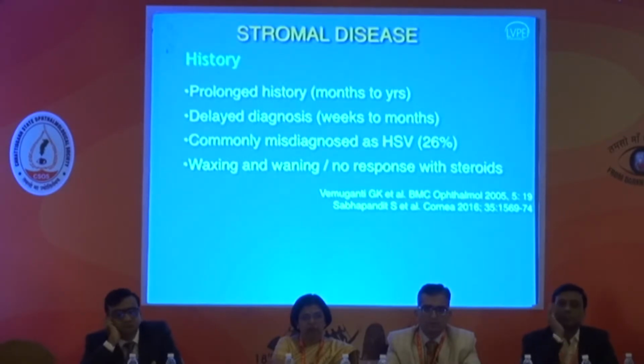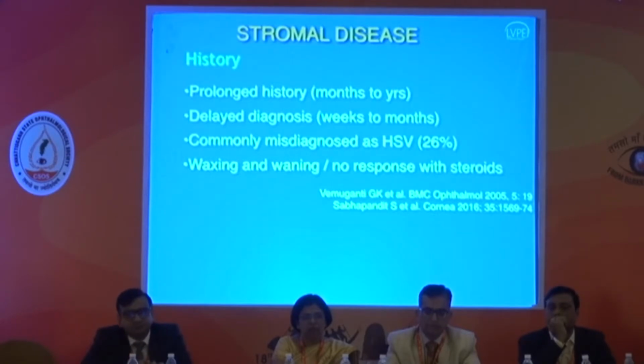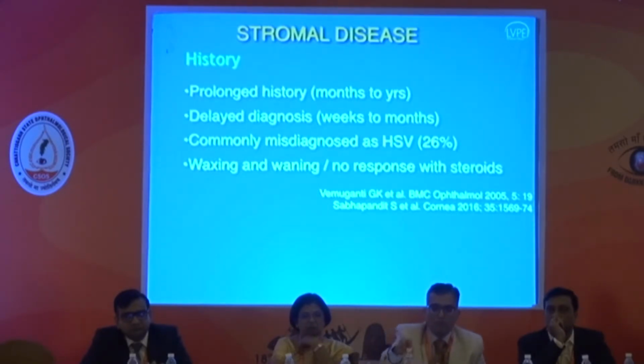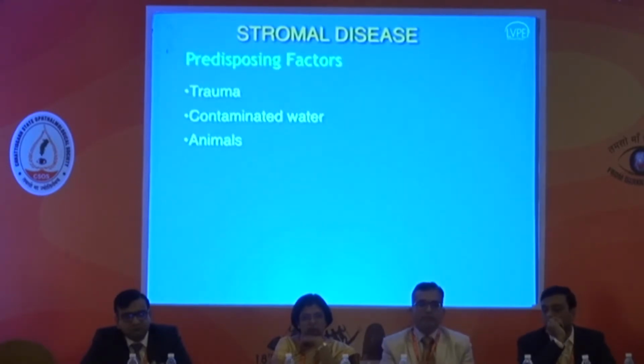The stromal disease, now I've described the epithelial disease. Stromal microsporidial keratitis also occurs, and this is a great mimicker. It actually has a very prolonged history, from months to years. The diagnosis is obviously delayed because you can't make out what it is, and it is commonly mistaken for HSV. So it has a waxing and waning response. A lot of these cases have been treated with steroids, but they don't actually respond well.